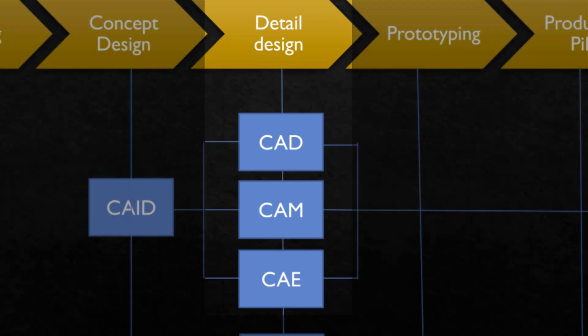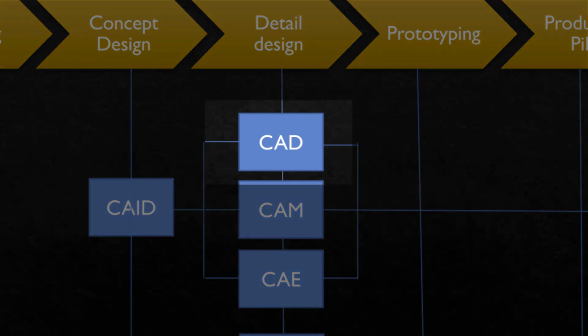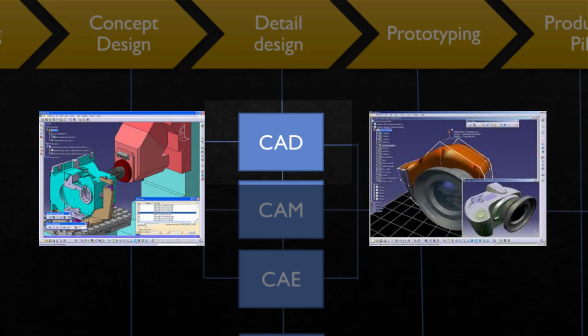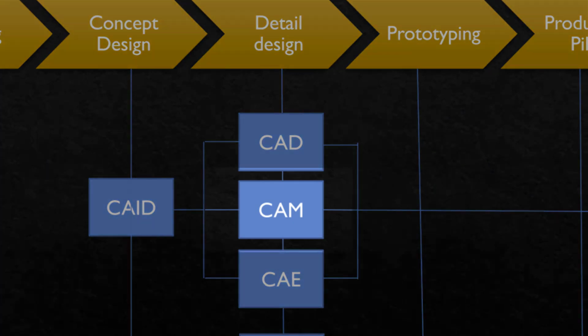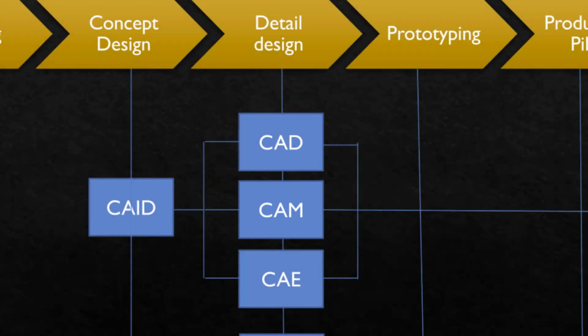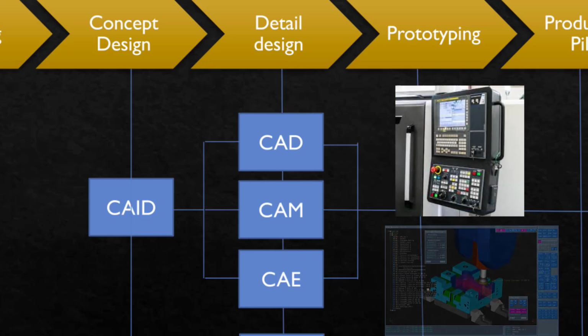CAD, or computer-aided design, is where the engineer will detail out the concept in terms of product architecture, product manufacturing, and product assembly. CAM, or computer-aided manufacturing, is where the engineers will evaluate and formulate machine manufacturing instructions or programs. For example, a CNC machine needs G-code instructions on how a part is to be machined.